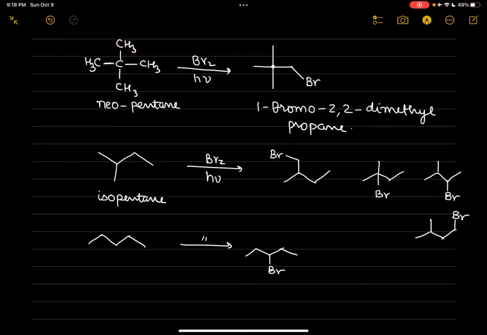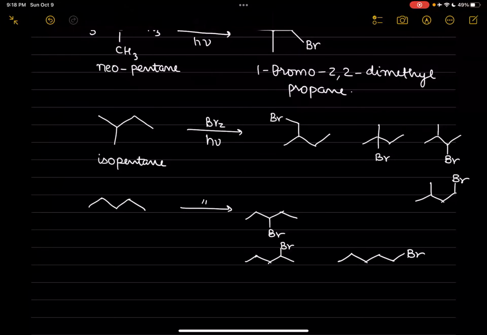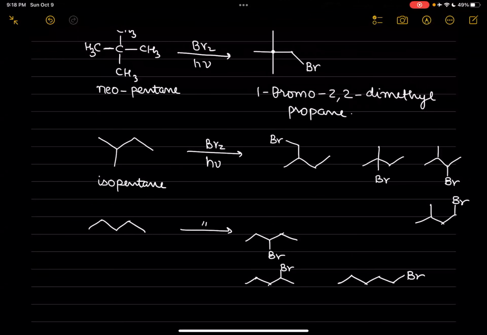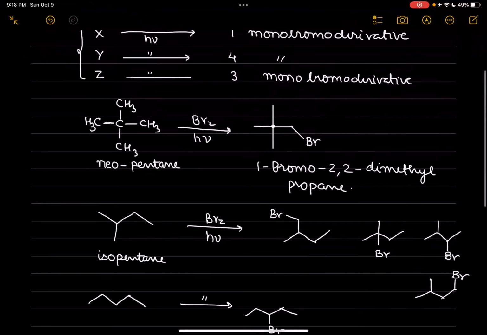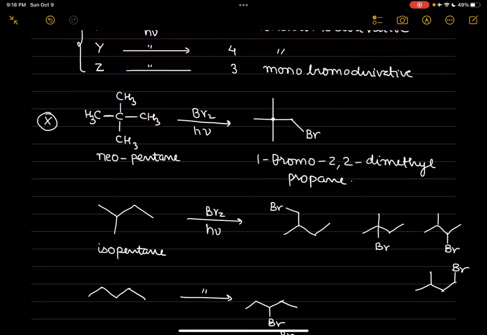Monobromo derivatives: one bromo, two bromo, three bromo. So these are the three isomers. This is going to be X, this is going to be Y, and this is going to be Z.